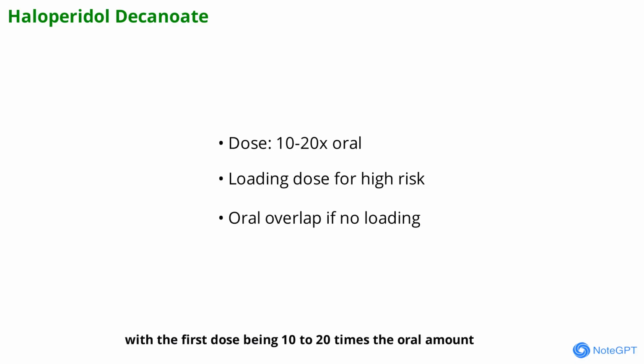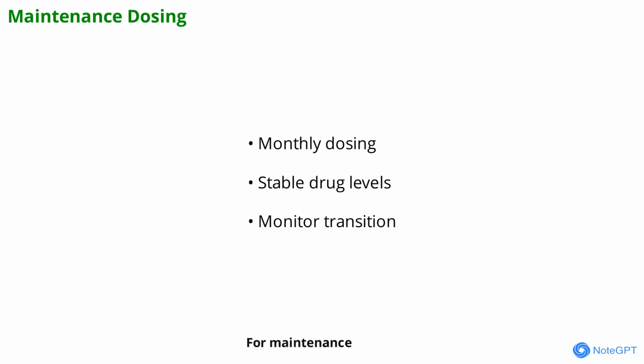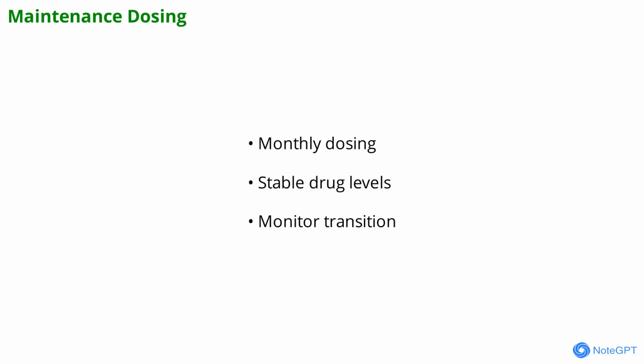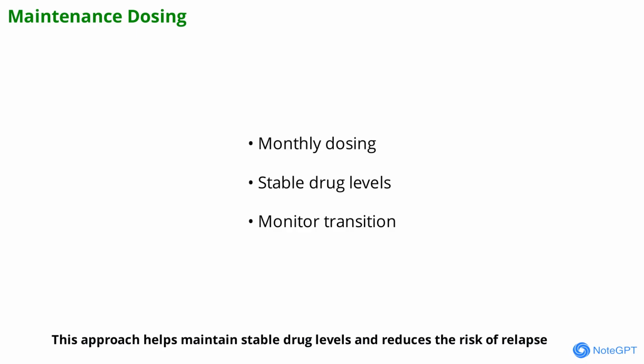Haloperidol decanoate dosing is based on the oral daily dose, with the first dose being 10 to 20 times the oral amount. A loading dose of 20 times the oral dose may be used for patients at high risk of relapse or those tolerant to oral haloperidol. For naive patients, the initial injection is limited to 100 mg, with the remainder given 3 to 7 days later. Oral overlap is needed if a loading dose is not used. For maintenance, haloperidol decanoate is given at 10 to 15 times the oral dose once monthly. This approach helps maintain stable drug levels and reduces the risk of relapse. Careful monitoring during the transition from oral to injectable forms is essential to ensure efficacy and minimize side effects.